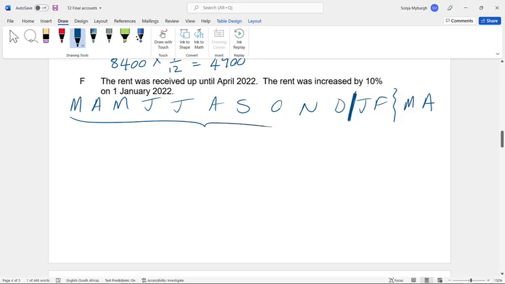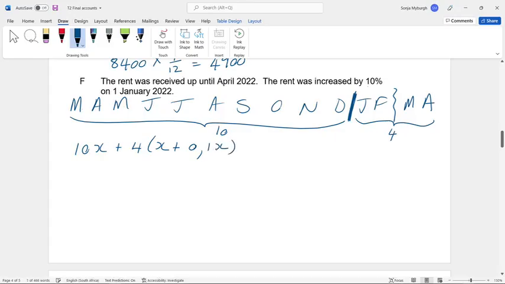From the 1st of March up to the 1st of January, we have 1, 2, 3, 4, 5, 6, 7, 8, 9, 10 months. And that was the original rent. For the other 4 months, it was that original plus 10%. We say 4 months because they said we received until the end of April. For 10 months, it was unknown. For the next 4 months, it was that original rent plus 10%.